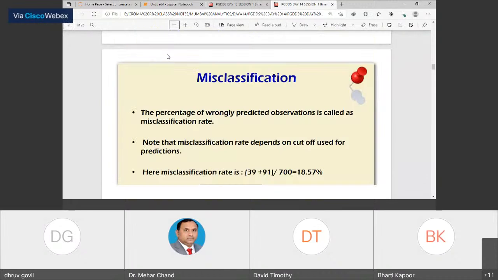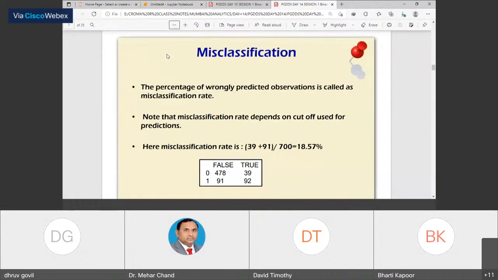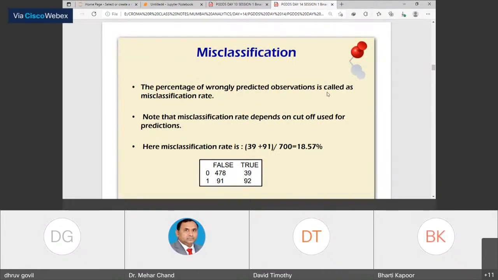See this, misclassification or confusion matrix is the same thing. The percentage of wrongly predicted observations is known as the misclassification. Note that the misclassification rate depends on the cutoff value of prediction. So the misclassification rate is 39 plus 91 divided by 700. 700 is the total number of observations.